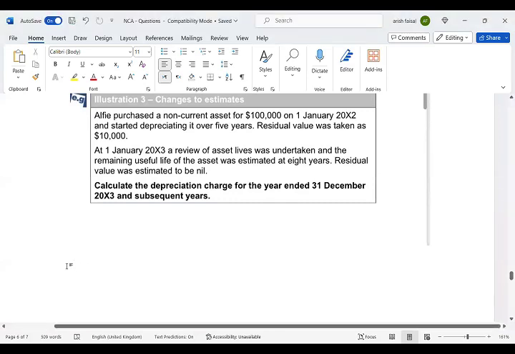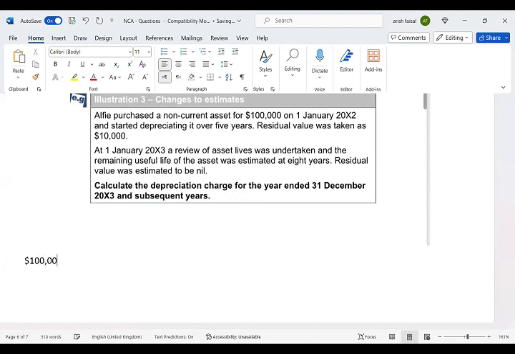Now, in this question, Elfie purchased a non-current asset for 100,000 on 1st January 2012 and started depreciating it over 5 years. Residual value was taken as 10,000. So 100,000 minus 10,000, that's your estimated scrap value. So this gives me a depreciable amount of 90,000, and this 90,000 was supposed to be depreciated over a period of 5 years. So hence every year the depreciation would have been 18,000.